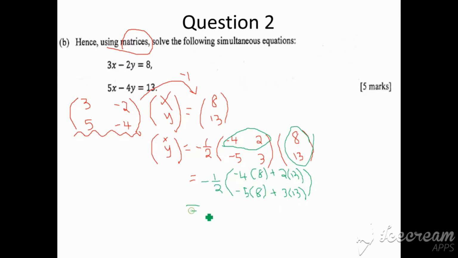Then you use your calculator to find the answer. Negative 4 times 8 plus 2 times 13, you will have negative 6. Negative 5 times 8 plus 3 times 13, you will have negative 1. Then you multiply these two numbers with negative 1 over 2 respectively. So negative 6 divided by negative 2, you have 3. Negative 1 divided by negative 2, you have 1 over 2. So x equals 3, y equals 1 over 2.